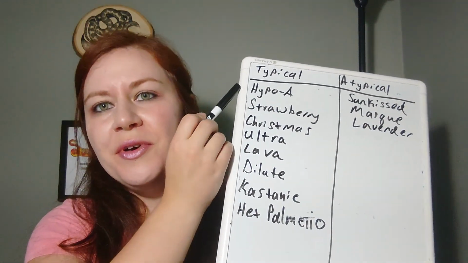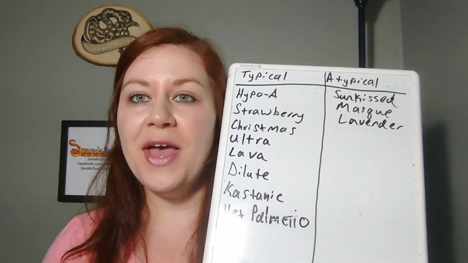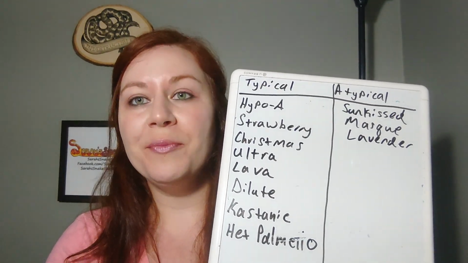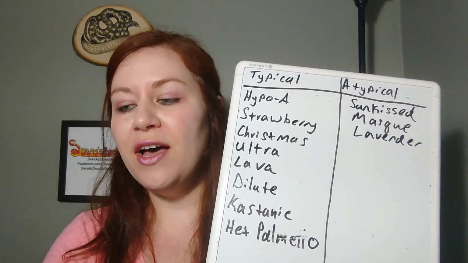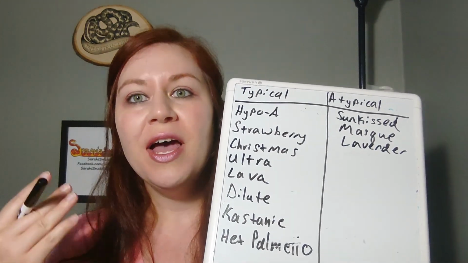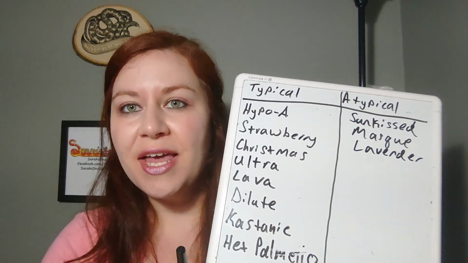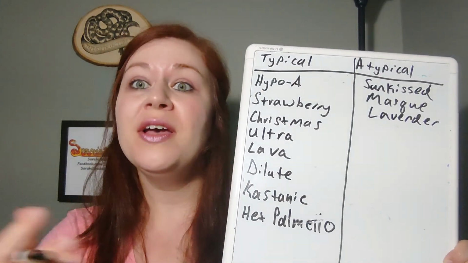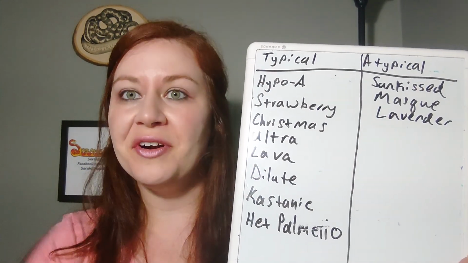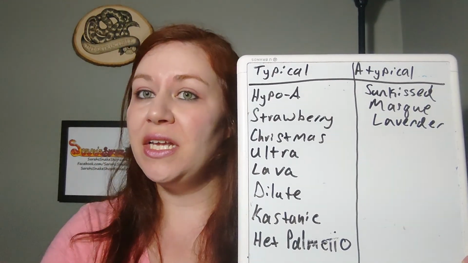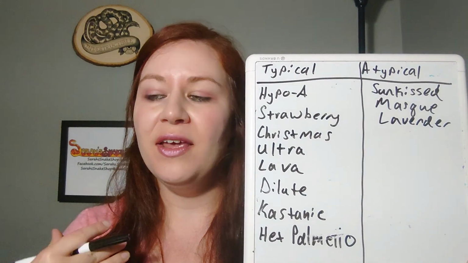Okay, so we're going to start with the very first one, hypo type A. Now, most of you probably know this, but hypo is short for hypomelanistic, and essentially if you break the word down, hypo means a lacking of or less than, whereas hyper is the opposite, and that means more than or in excess of. And then melanistic is like melanin, which is the dark color in the skin.